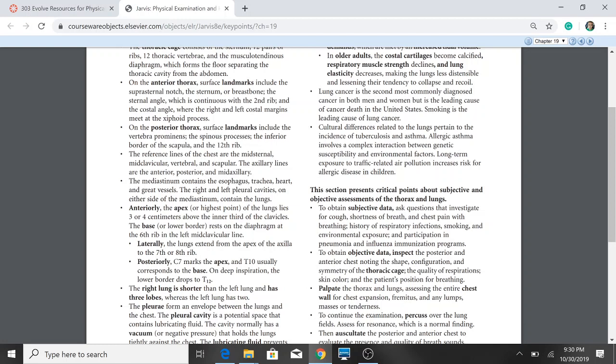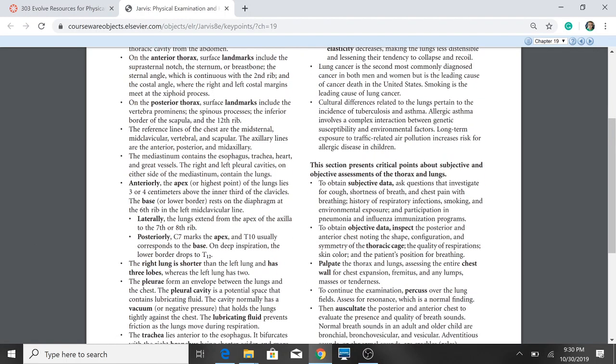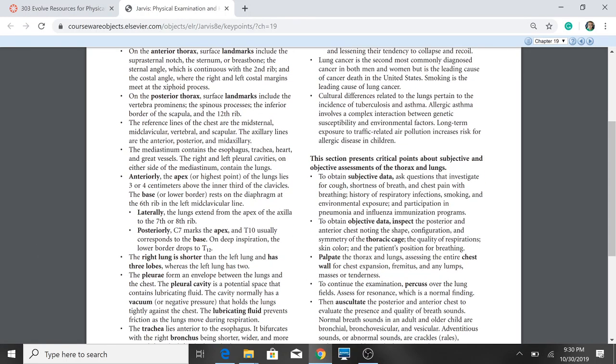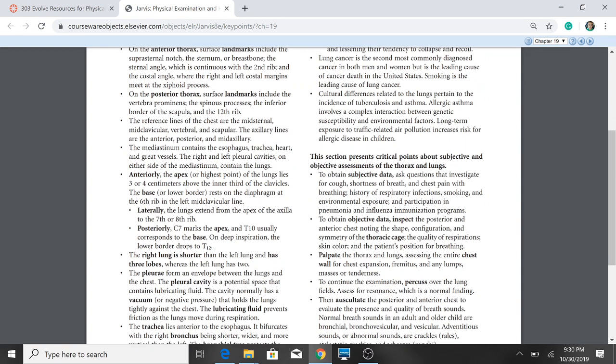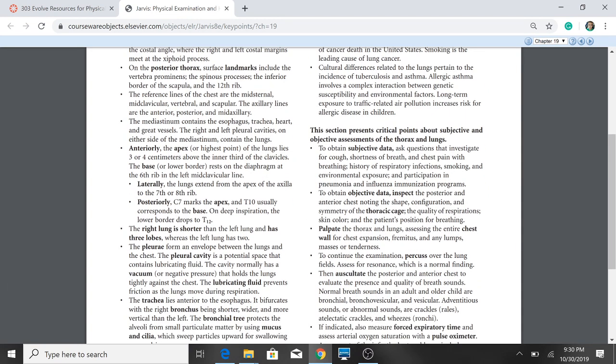Reference lines of the chest are mid-sternal, mid-clavicular, vertebral and scapular. Axillary lines are the anterior, posterior, and mid-axillary. Mid-mediastinum contains the esophagus, trachea, heart, and great vessels. The right and left pleural cavities on either side of the mediastinum contain the lungs.